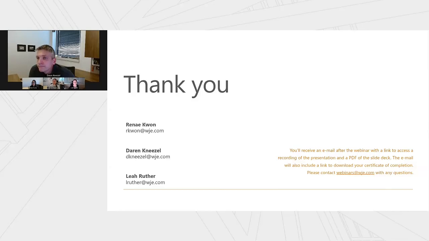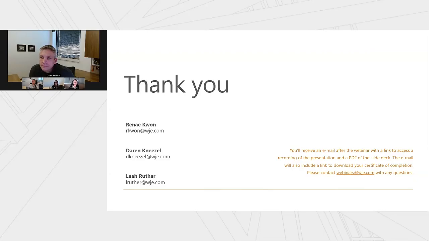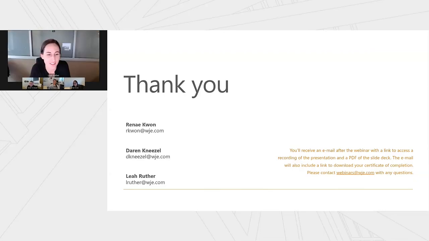The next question is, should the movement/control joints also go through the setting bed and the lath? I can jump on that one. Yes, the recommendation is to terminate the lath at the movement joint and make sure that it extends through that full depth of the assembly. The BIA tech note provides some guidance on that.